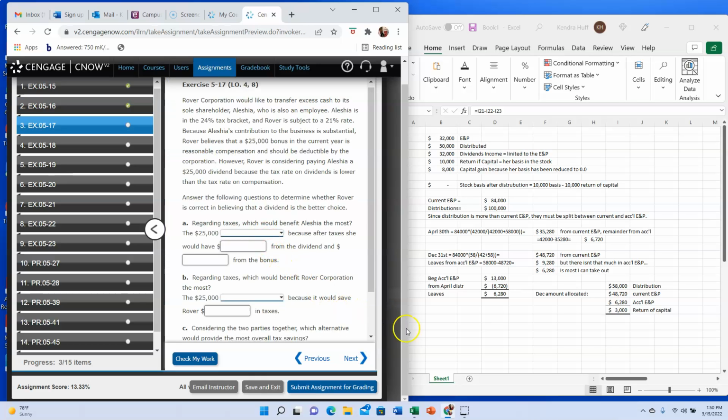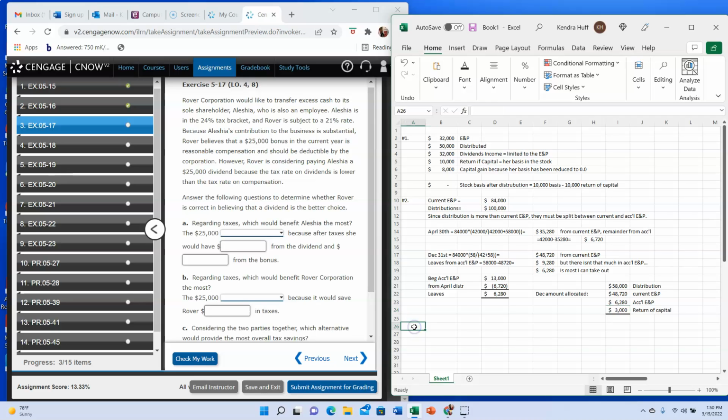All right, number 3. Rover Corp would like to transfer excess cash to its sole shareholder, Alicia, who is also an employee. Alicia is in the 24% tax bracket, and Rover is subject to a 21% rate. Because Alicia's contribution to the business is substantial, Rover believes the $25,000 bonus in the current year is reasonable compensation and should be deductible by the Corp. However, Rover is considering paying Alicia a $25,000 dividend because the tax rate on dividends is lower than the tax rate on compensation. Regarding taxes, which one benefits Alicia the most?